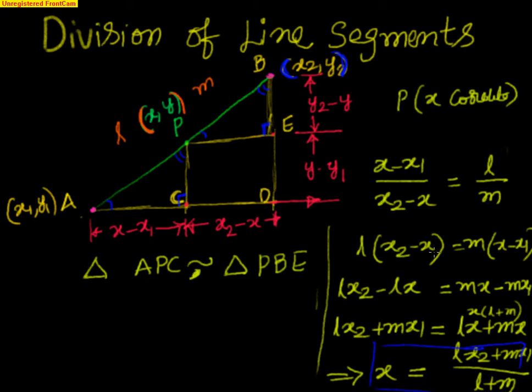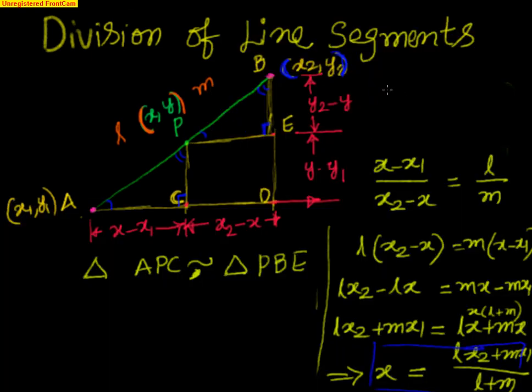This is the x coordinate. What is it that we have found? Let me just write it down here so that it's very clear. What's the x coordinate we have found? It is x is equal to Lx2 plus Mx1 by L plus M. Okay, right?